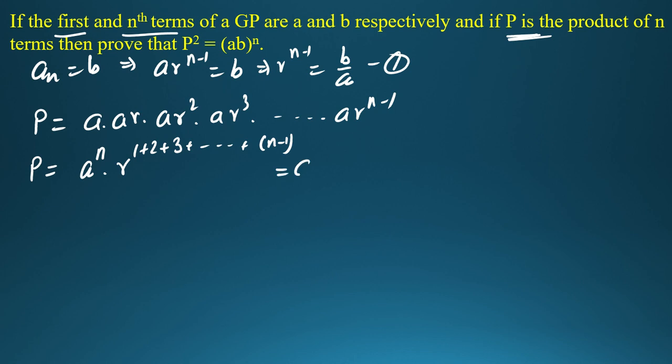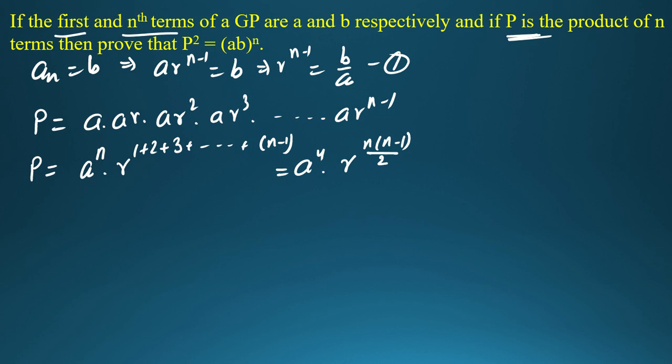So it can be written as a to the power n times r to the power n into n minus 1 upon 2. It is just a sum of n minus 1 natural numbers, or you can apply the sum of n minus 1 terms of an AP. Okay. Now, we just have to simplify this.